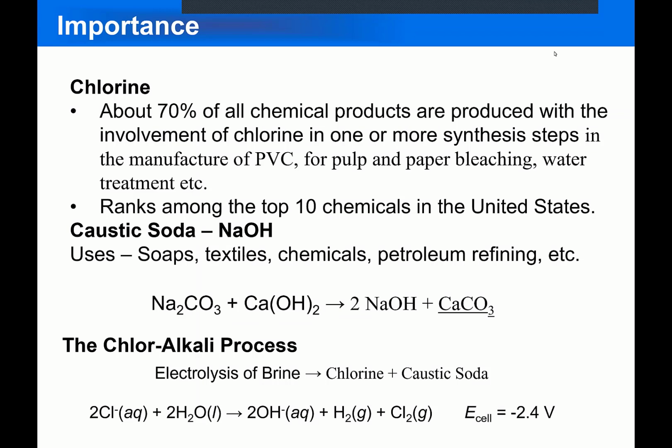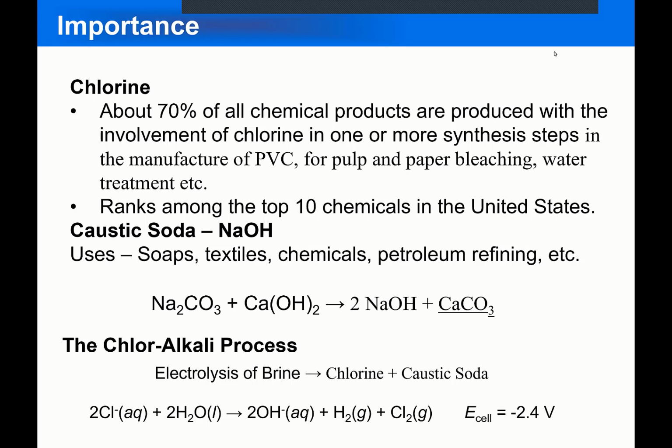The first one is chlorine, which is typically used in the production of PVC, paper, and for water treatment purposes. It actually ranks as one of the top 10 chemicals in the United States. The second chemical is sodium hydroxide, which is a base that is used in a lot of industries in the production of soap, textiles, chemicals, petroleum refining, and so on.